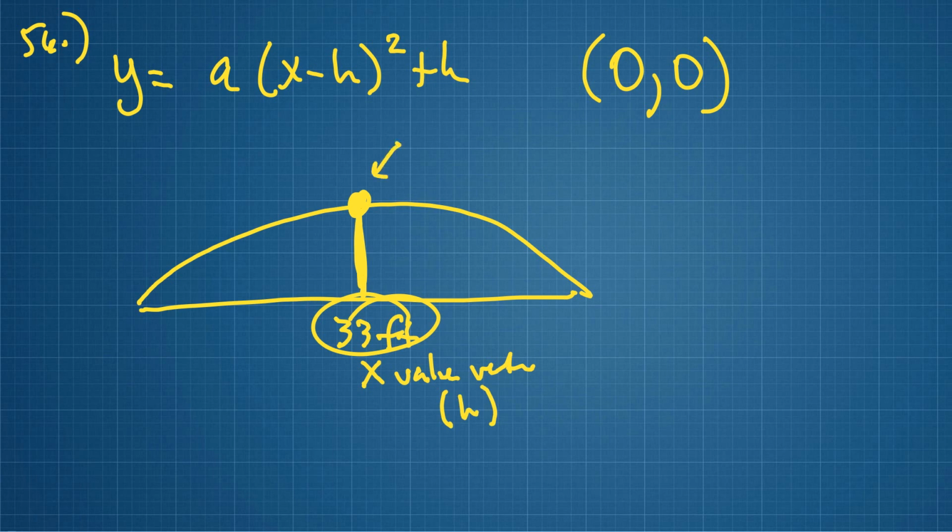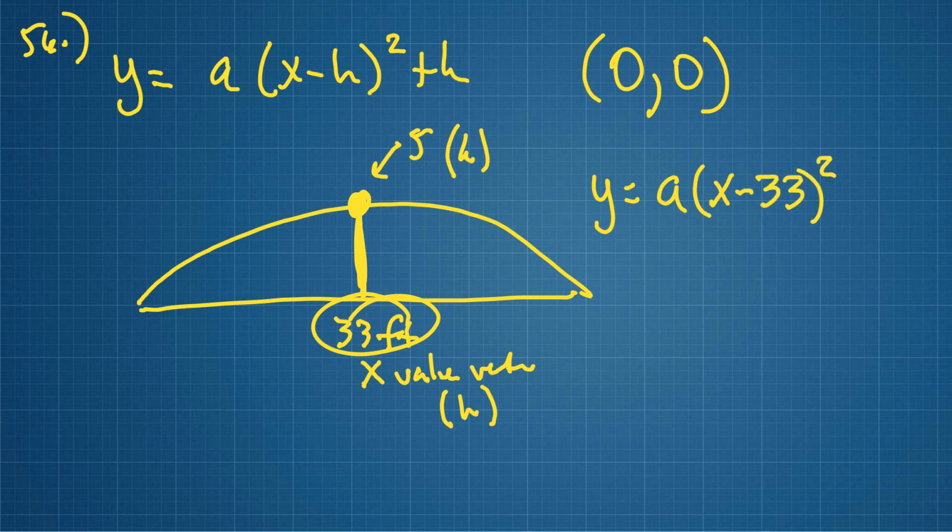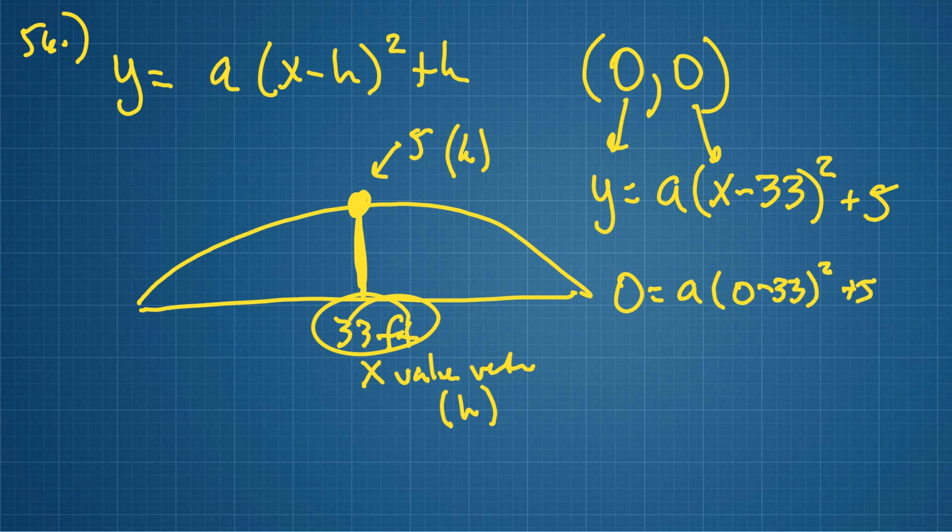I know the height is 5. In other words, that's k. So if I write this out, y equals, I don't know a yet, but I know (x minus 33) squared plus 5. Now, I also know (0, 0) has to work because they told us that. So I plug 0 in there, and 0 in there. To find this out, I just solve for a, because that's the only one I don't know. So I get 0 equals a times (0 minus 33) squared plus 5.